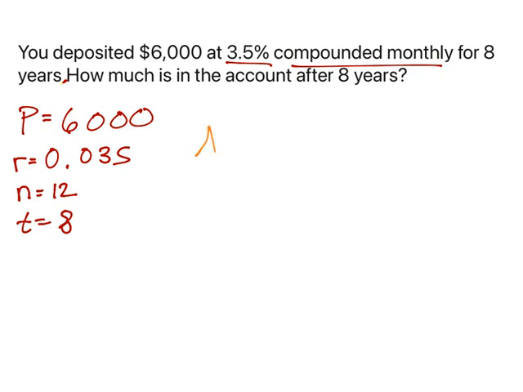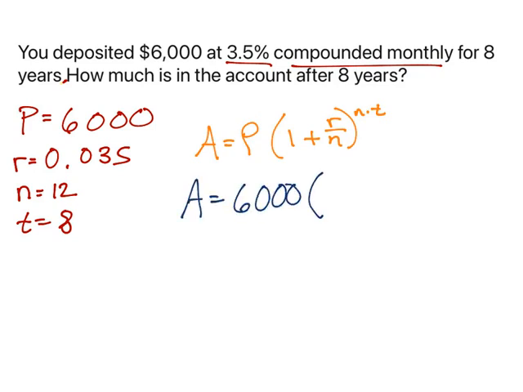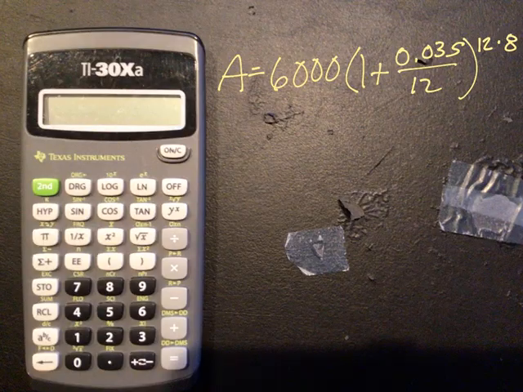Well, recall, compound interest is A equals P times the quantity 1 plus R over N, raised to the N times T power. So when I plug in my numbers, I get A equals 6,000 times 1 plus 0.035 over 12 raised to the 12 times 8 power. Not necessarily a difficult formula, but one that can cause problems when we're talking about a calculator. So let's move over to the TI-30Xa calculator.